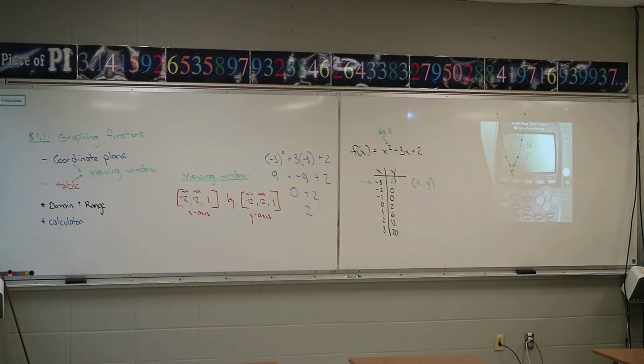So there's my x-axis. I'm going to go down to the y-axis. Same thing, I want to start at negative 12, go to 12, and jump by ones. Okay, there you go. We're going to graph this.